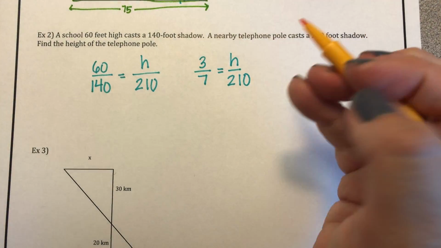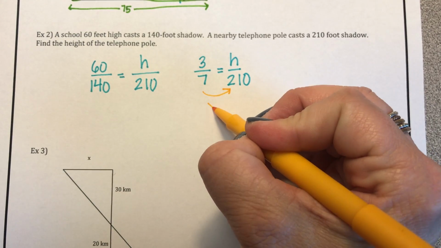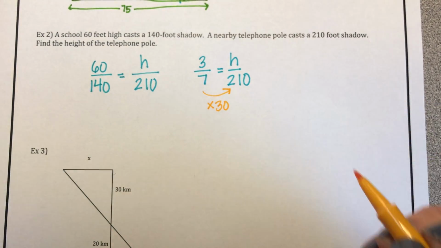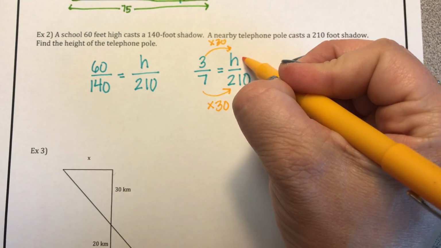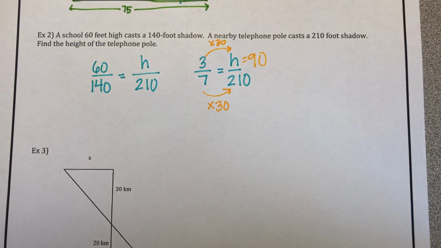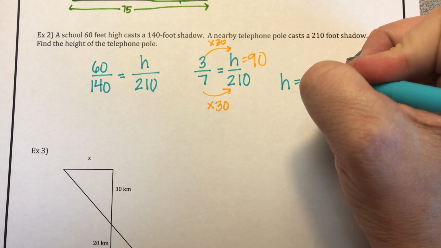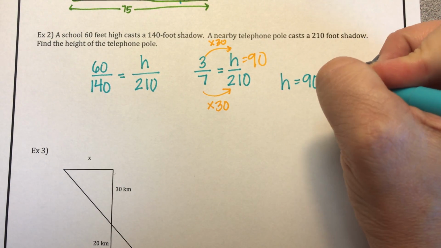So now I can do cross products, or I know that 7 times 30 is 210, and 3 times 30 is 90. So the height of my pole would be 90 feet.